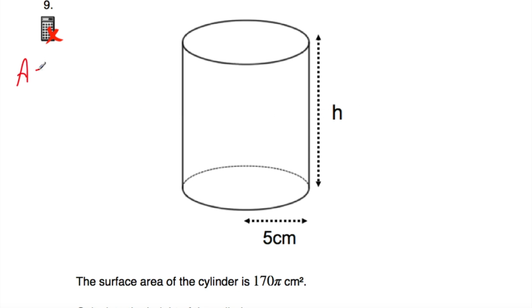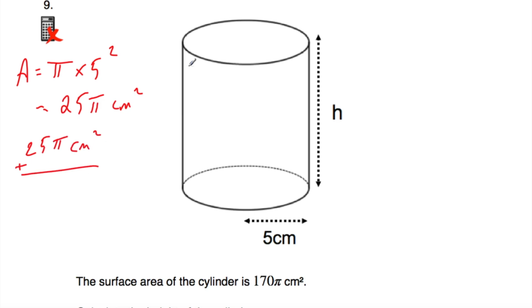Okay, so let's find the area of the circle at the bottom. The radius is 5, so we're going to do pi times 5 squared. And 5 squared is 25, so the area of the circle at the bottom will be 25 pi centimeters squared. The circle on the top will also have an area of 25 pi centimeters squared. So if we add them together, that means the area of this circle and this circle altogether will be 50 pi centimeters squared.